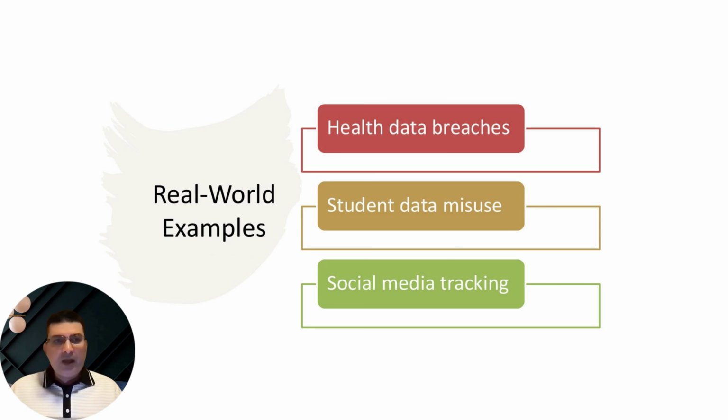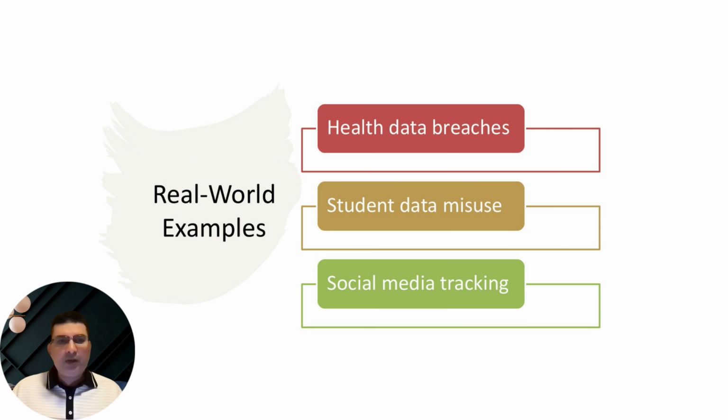Example 1. Health data. Hospitals collect massive data, used for research, AI diagnostics, policy planning. But if leaked, patients suffer stigma, insurance discrimination, emotional harm. Even anonymized data can be re-identified, so health data requires extreme care.